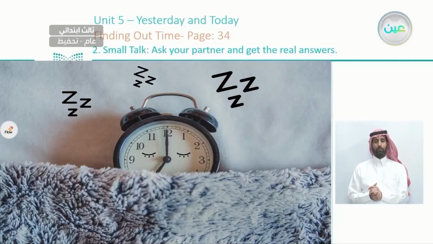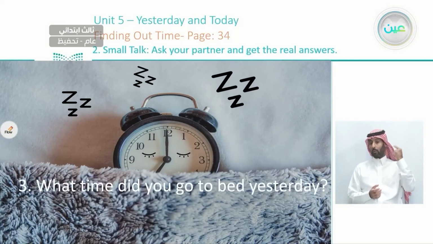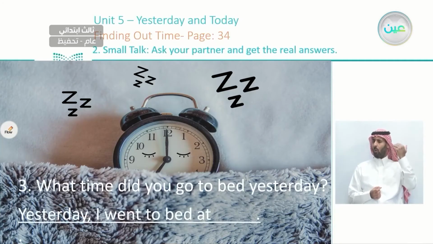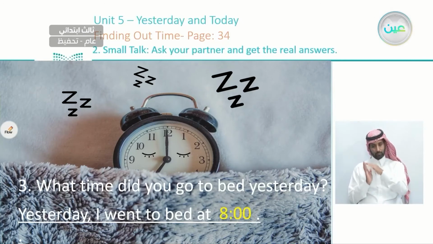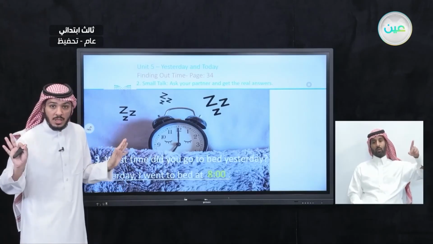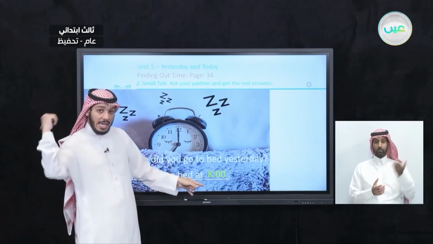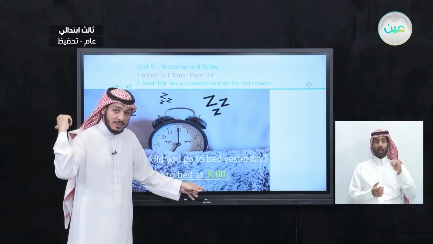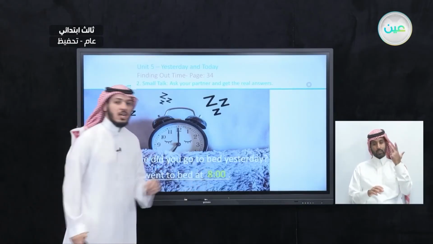Okay, what about in the past? Number 4 here. Okay, what time did you go to bed yesterday? Yesterday. So yesterday I went to bed at, for example, 8 o'clock. Okay, so this is what? Yesterday. But usually 8:30. But yesterday I went to bed at 8 o'clock.